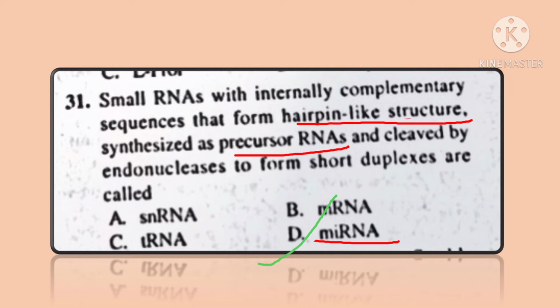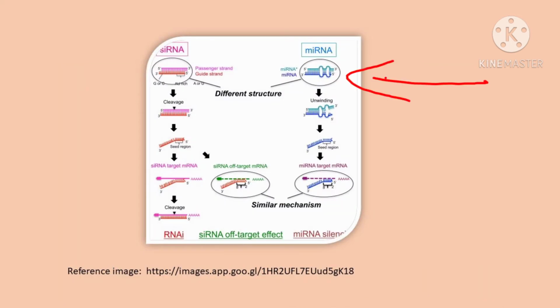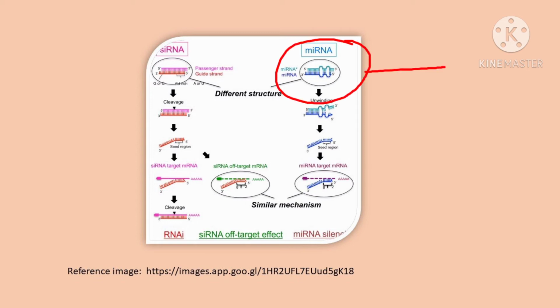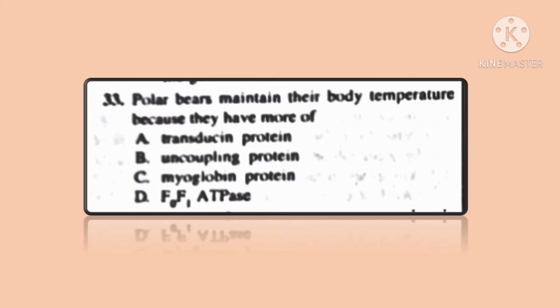Why? Because miRNA is synthesized as a precursor molecule. It consists of a hairpin loop. After that, this hairpin loop is cleaved to form a functional miRNA. Okay, so the correct answer for this question is miRNA. In this diagram, you can clearly see the loop here, and this hairpin loop is then cleaved to form a functional miRNA. Okay, let's move on to the next question.